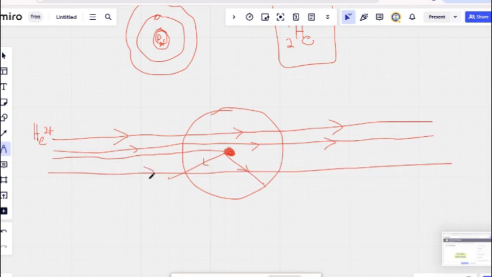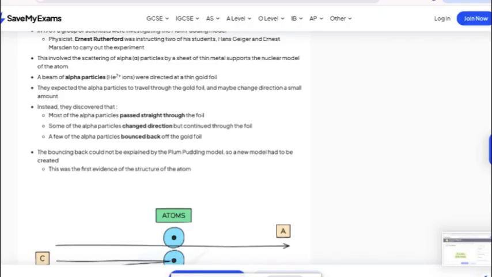They noticed that only the ones that hit somewhere in the center were deflected. Only the ones that hit the center or passed through the center experienced deflection or bounced off. But the ones fired through every other part of the atom went through and were never deflected. So this was the report they made.